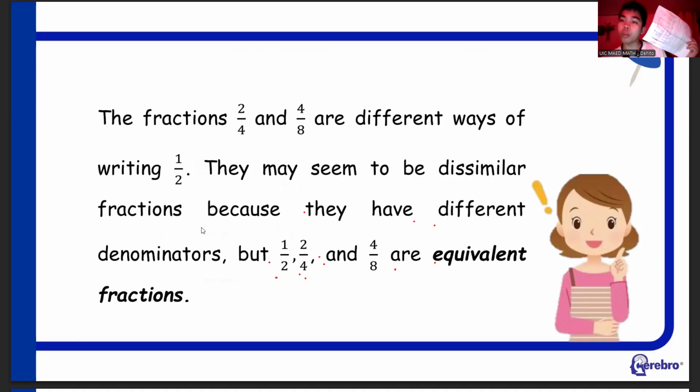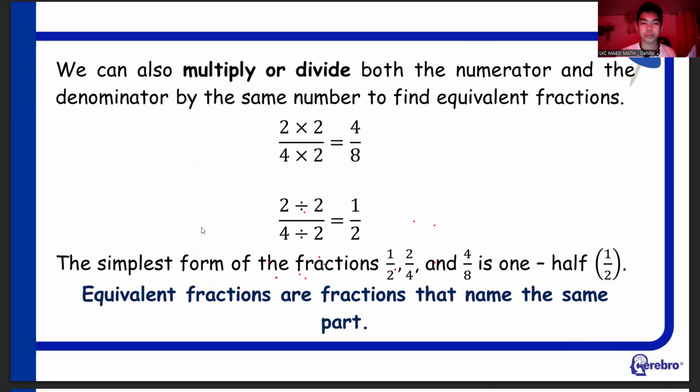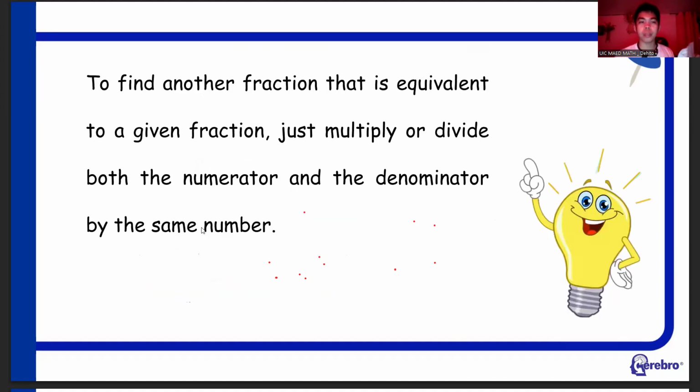Okay. So this is called equivalent fraction. 2/4, 4/8, and 1/2 are equivalent fractions. Now, to find another fraction that is equivalent to a given fraction, just multiply or divide both the numerator and denominator by the same number. If you divide or multiply the numerator and the denominator by the same number, you can find the equivalent fraction.